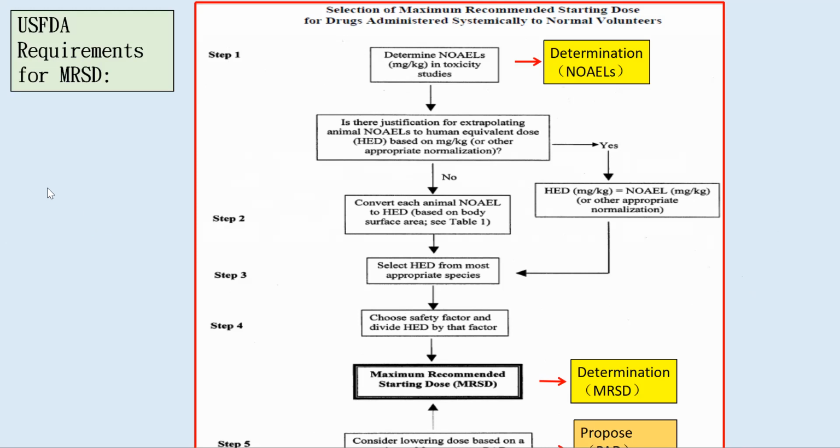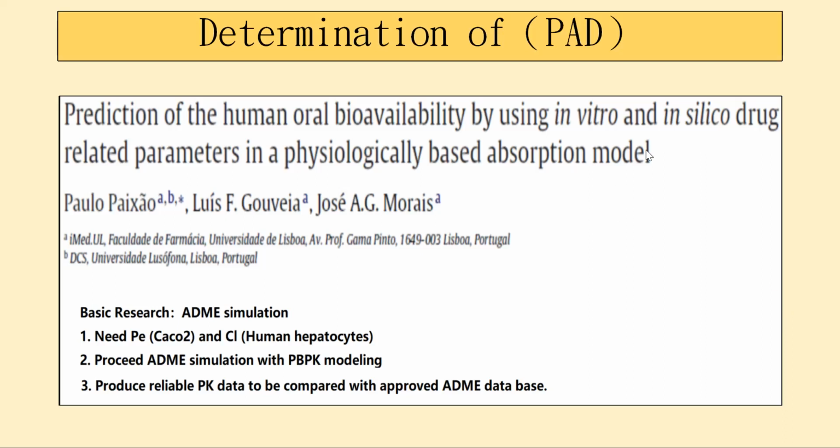Let's take a step back. Once you have your NOEL determined, you need to follow the FDA required step to figure out the MRSD. Once you have your MRSD, the next step is you need to propose your PAD, right? So how to do that? Let's check it out. The PAD determination, you can maybe refer to such an article.